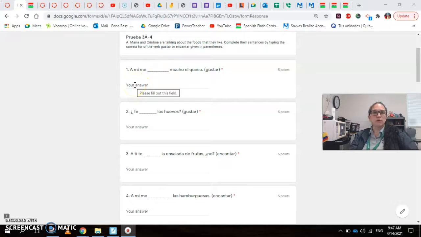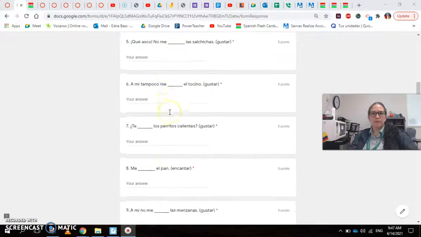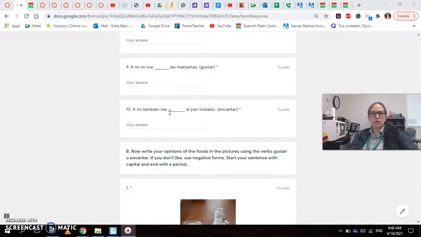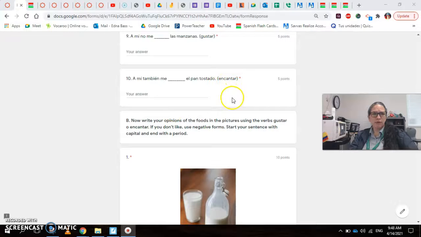It's just to put the verb, what is missing in the line, once again, just what is missing here. You don't have to retype the whole sentence, just what is missing in that blank. So you had 10 of those. I gave you the verb.